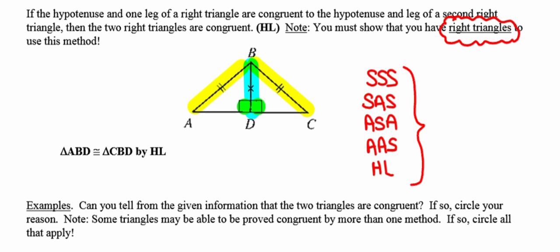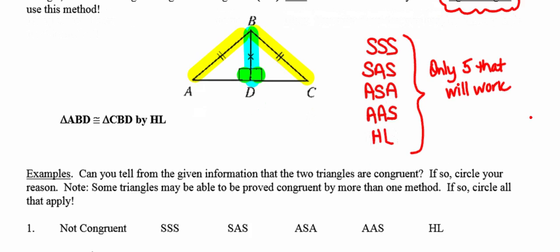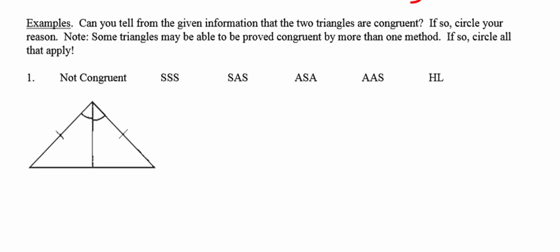This is true for high school, for college, post-college. If you want to prove triangles congruent, these are the only 5 that work, and I can pretty safely say that will ever work. So in trying to prove triangles congruent, we're going to look for one of these 5 scenarios. Down at the bottom of the page, can we tell from the information that's been given that the two triangles are congruent? If so, circle all your reasons. Then they give us this little note: some triangles may be able to be proved congruent by more than one method. So if so, circle all that apply.